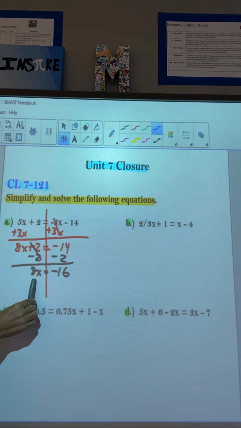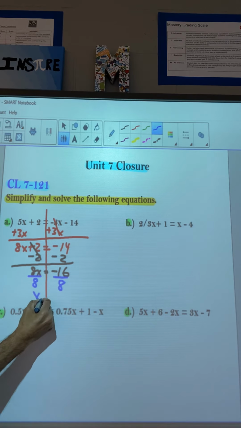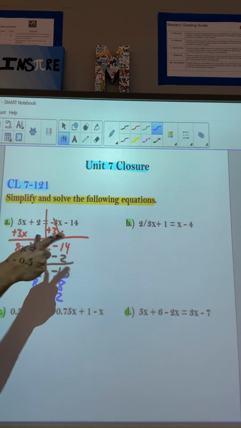And then lastly, how do we undo multiplication? Yes, divide. So we're going to divide by 8. So x equals negative 2. So again, we've done a bunch of these. If you need to pause to take a look, pause it now, but I'm going to go on to the next one.